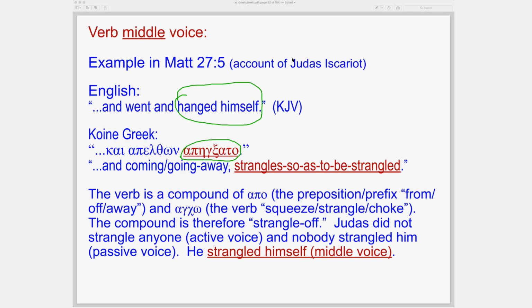Judas did not strangle anyone, that would be active voice. And nobody strangled him, passive voice. In other words, it doesn't say Judas strangled, Judas hanged. It doesn't say Jesus was hung, Judas was strangled off. He strangled himself, middle voice. We have to use 2 words to represent it because the English does not have a middle voice. Okay?